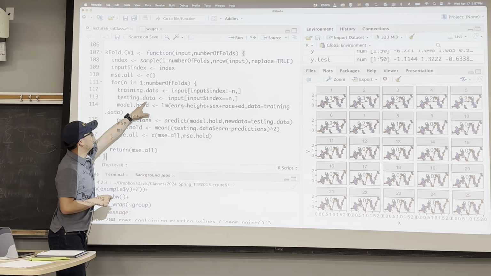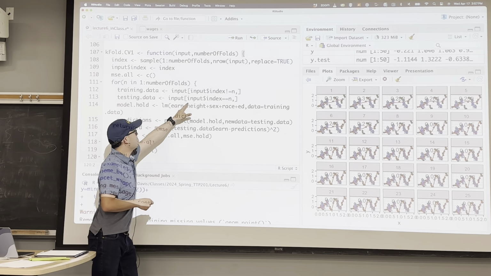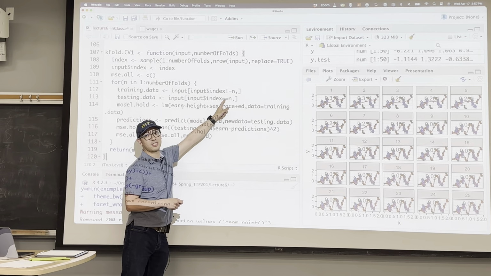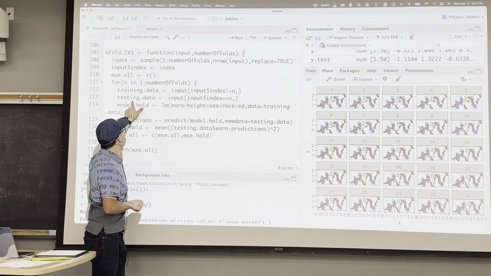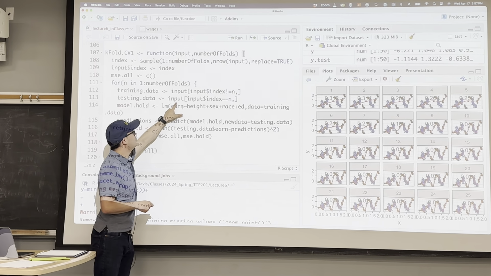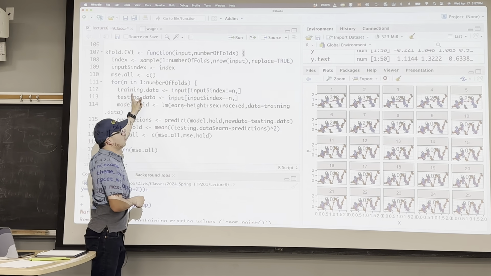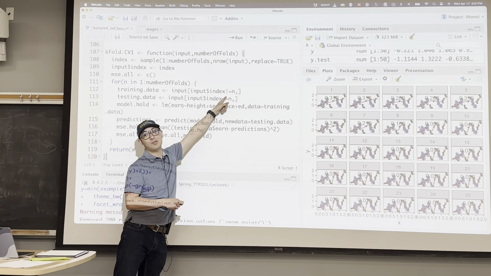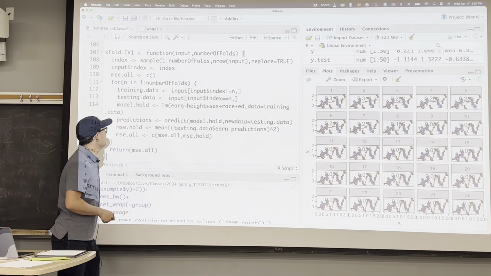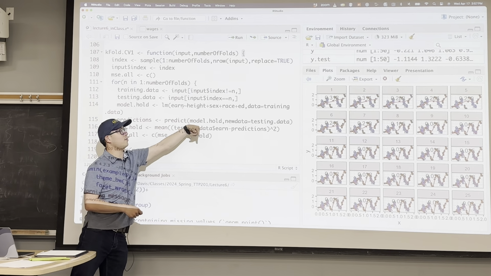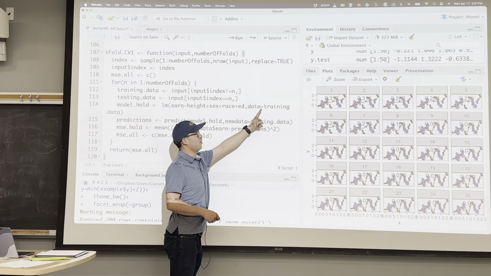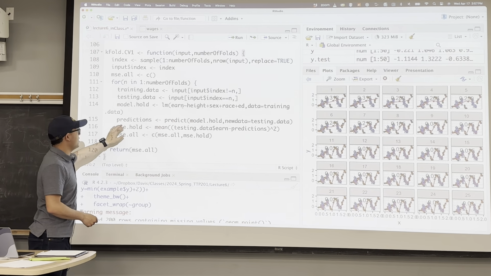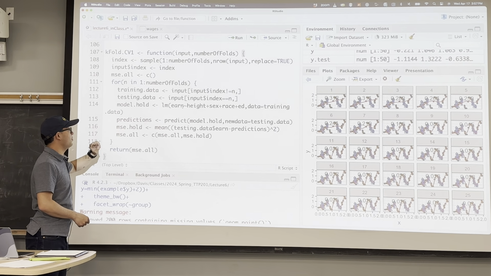So testing data is my original data, where the index is what I'm stepping through. In the first loop, it's going to be 1. So testing data is original data where index equals 1, and the training data is everything else. Training data is my original data set where the index is not equal to 1. And then I run my model, except data is not the original input, data is the training data set. Great.